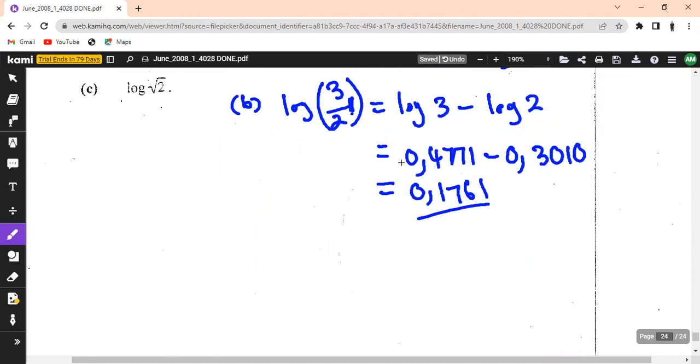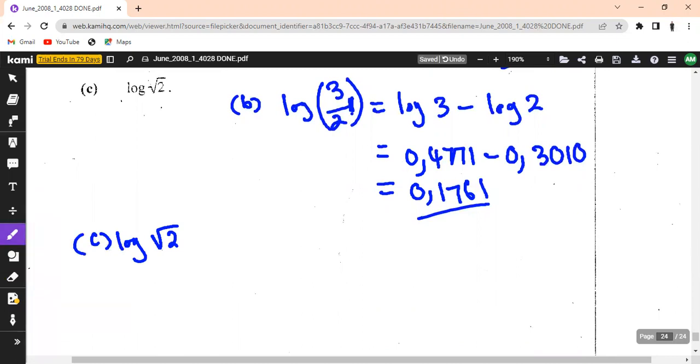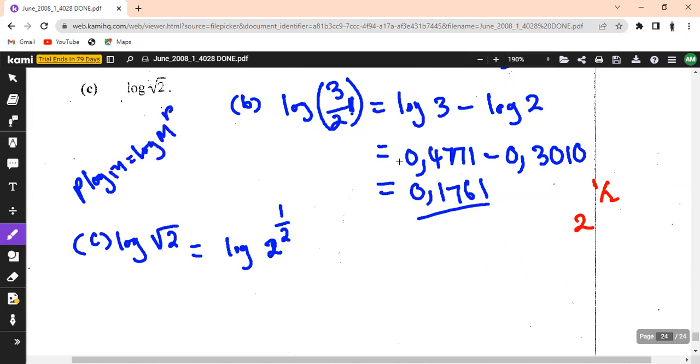All right, then the C, which is log square root of 2. So let's cross-check from our indices. Where did the square root come from? It came from 2 to the power of a half. So the square root of 2 is the same as 2 to the power of a half, from our indices. So it was 2 to the exponent of a half, where we know from our law, P log M, remember your P log M, guys, which gave us log M to the exponent of P. So there we just have to drop the power here. It's going to be half. So it was half log 2, just like that.